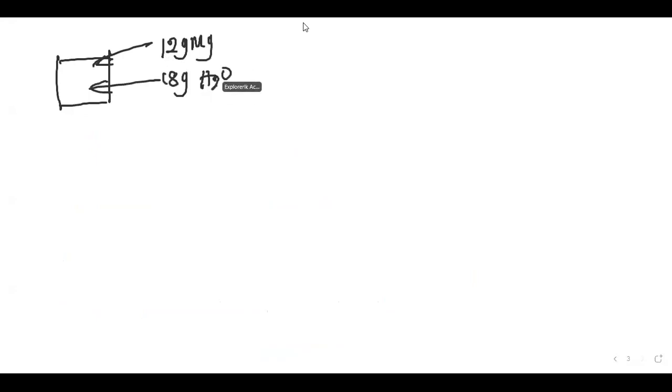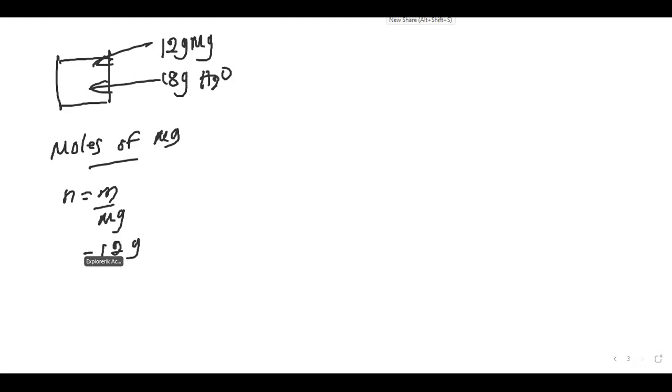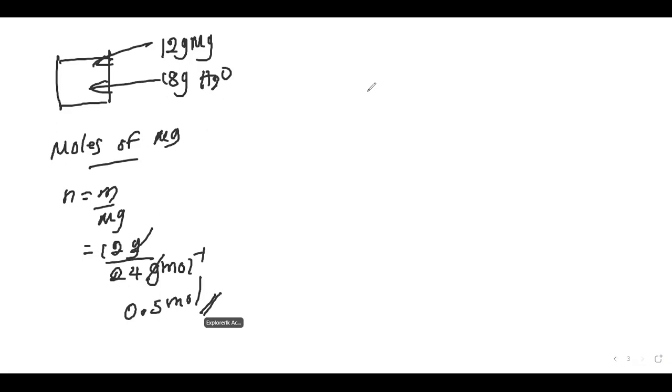They are asking for a mole fraction and then mole percentage. We had to find out in 12 grams of magnesium how many moles of magnesium there would be, and in 18 grams how many moles of water. First we can find the moles of magnesium. n equals m over M. They have added 12 grams, and the relative atomic mass of magnesium is 24. So grams to grams cancels off, and 12 divided by 24 is 0.5 moles. So when you add 12 grams of magnesium, you have added 0.5 moles of magnesium.